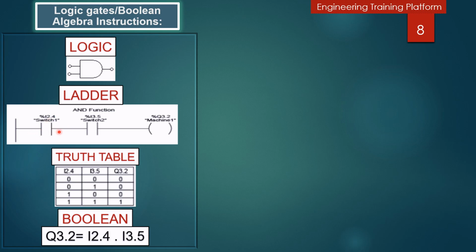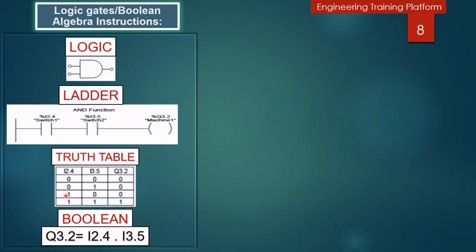In the AND function, you can see here the ladder logic. Whenever you are going to create the ladder logic, the functions will be the same. Here, I2.4 is a normally open contact, and I3.5 is a normally open contact. It means this is a logic 0. If we discuss the truth table, I2.4 will be 0 and I3.5 will be 0. It means logic 0, and this is logic 0. If you multiply both 0, the output result will become 0. It means Q3.2 is 0.